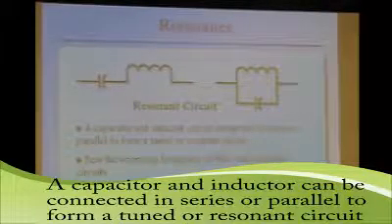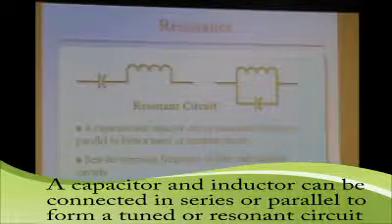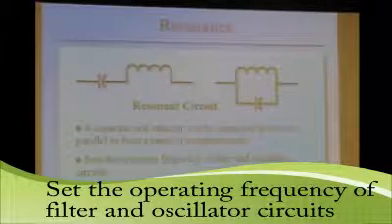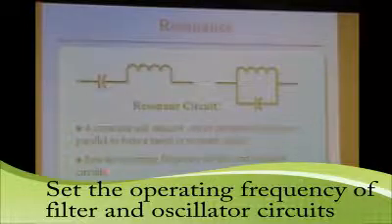Okay, a resonant circuit. Now we get into the whole reason we have to worry about resonance, which is that we need our circuit to be resonant at a certain frequency. We need to be able to select a frequency that we want the circuit to operate on. So a capacitor and an inductor can be connected in series or in parallel to form a tuned or resonant circuit. So you set the operating frequency of the filter, and the oscillator circuit is why you do that.